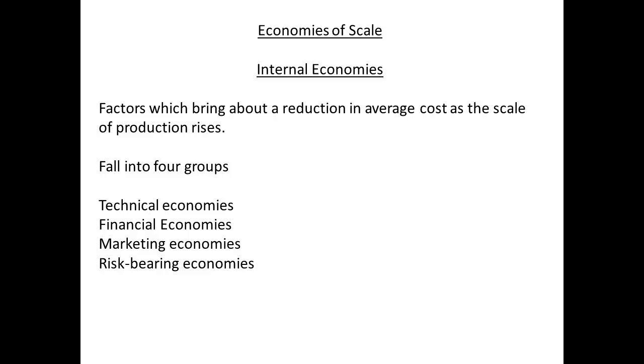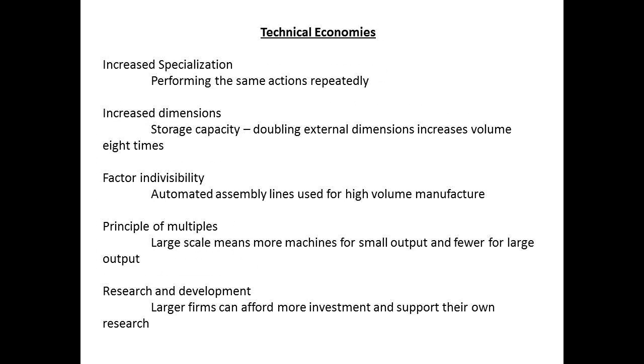Now let us consider economies of scale. Economies of scale bring about a reduction in average cost as production rises. They can be achieved as a result of one or more of 4 factors: technical, financial, marketing, and risk-bearing. If the same action is performed repeatedly, and if a machine is designed for the purpose, then output increases. Think Henry Ford and production lines here.